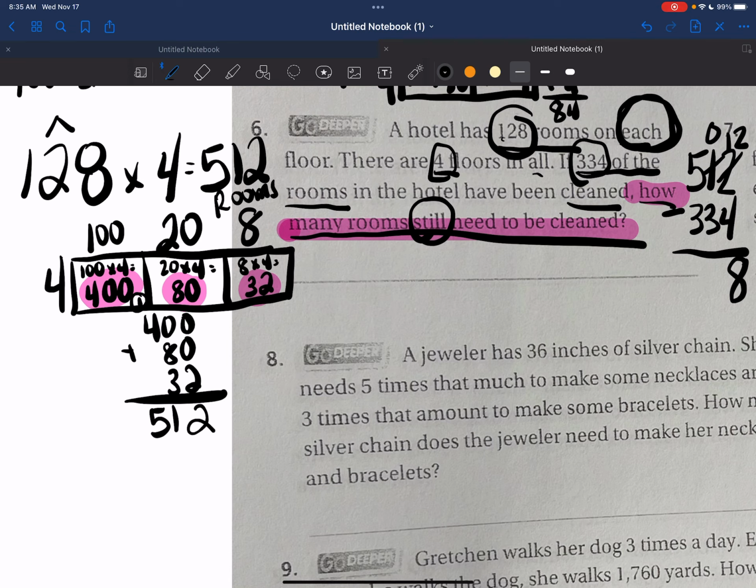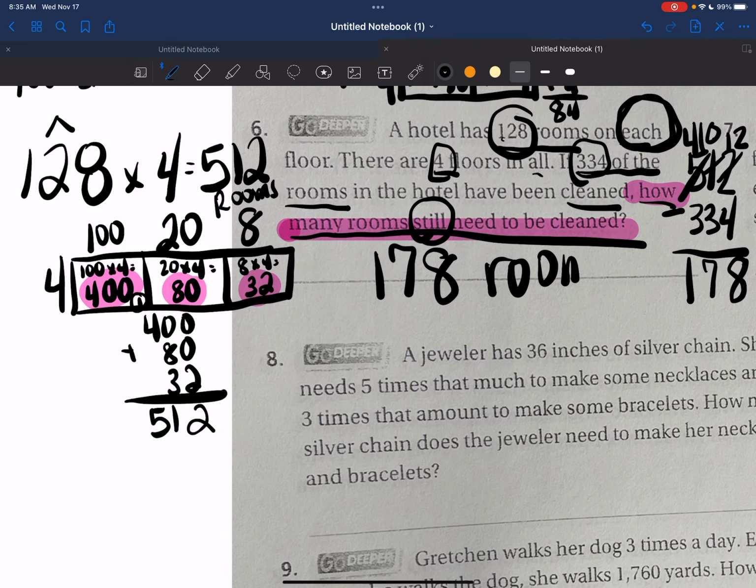I move into my tens place now. 0 minus 3, I can't do it because my smaller number is on the top. I need to move to my hundreds to regroup. The 5 becomes a 4. The 0 becomes a 10. 10 minus 3 is 7. I move to my last place value, my hundreds. 4 minus 3 is 1. So now I can answer the question, how many rooms still need to be cleaned?